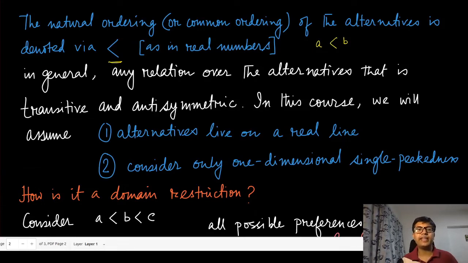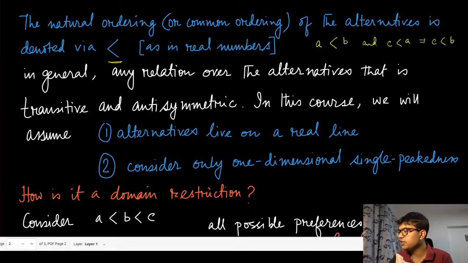It can be any kind of transitive and antisymmetric relation. For simplicity of exposition, we are using this real line example as the common ordering, but it does not need to be so. Transitive we know: if A is less than B, and C is less than A, then C is also going to be less than B.